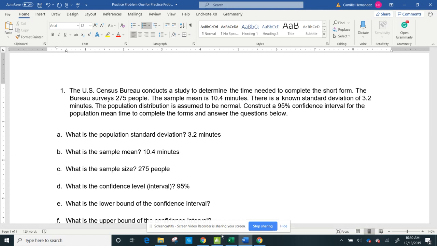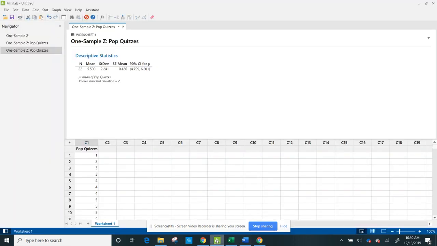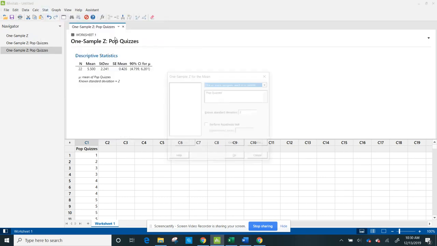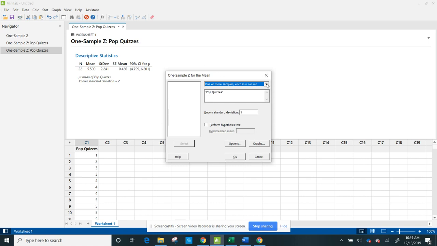So I am going to go over to Minitab and start to put this stuff in so that I know what I need. I'm going to go to Stats, Basic Statistics, 1 Sample Z. I'm going to click this little arrow and choose Summarize Data. Then it pops up different fields. My sample size was 275, my sample mean was 10.4, and the known standard deviation was 3.2.